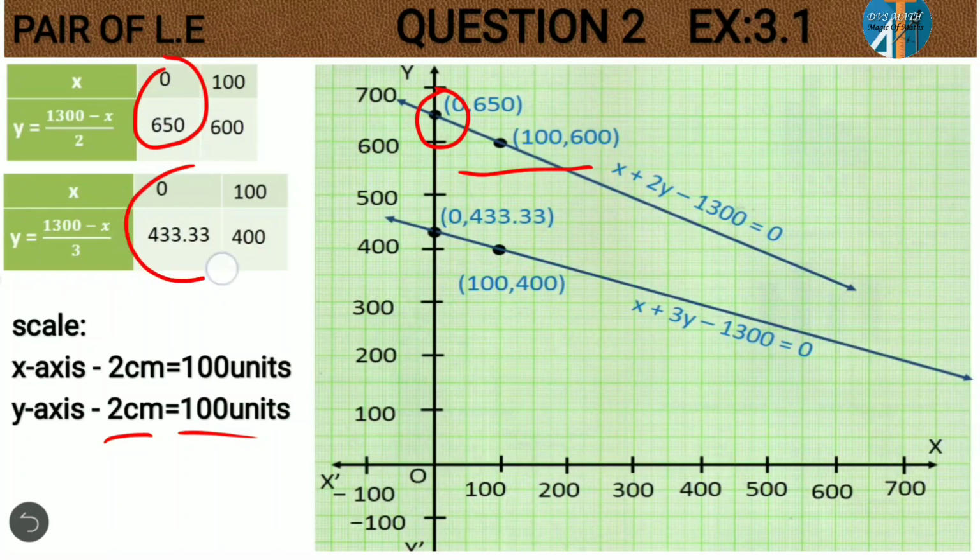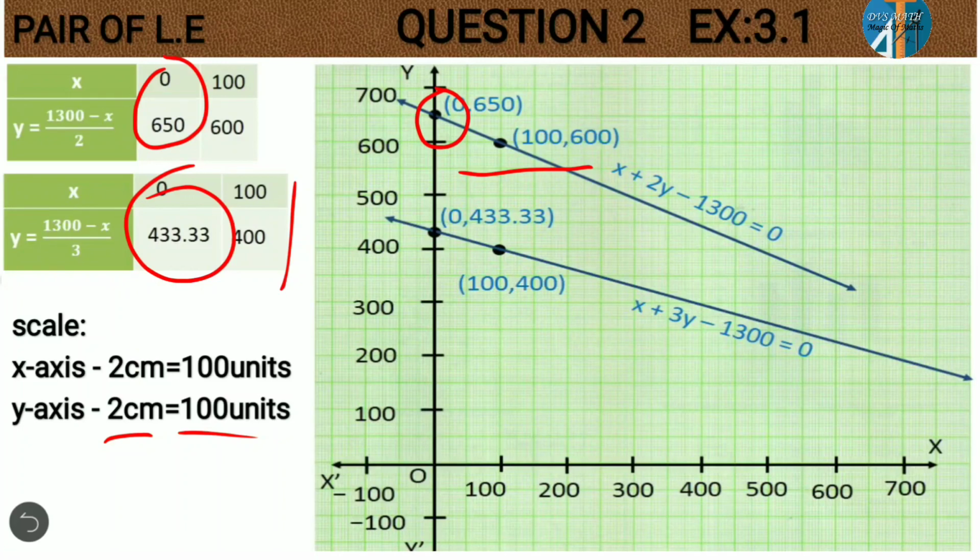Next point, it is 0 comma 433.33. So when you are plotting, 0.33 means just before 430. Okay, so that is one point. Another one is 100 comma 400, you can easily find 100 comma 400. So if you draw a straight line, you get another straight line.